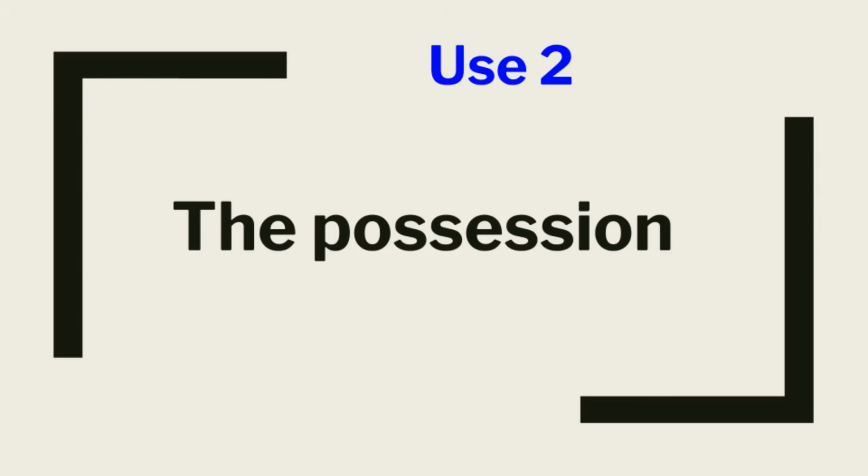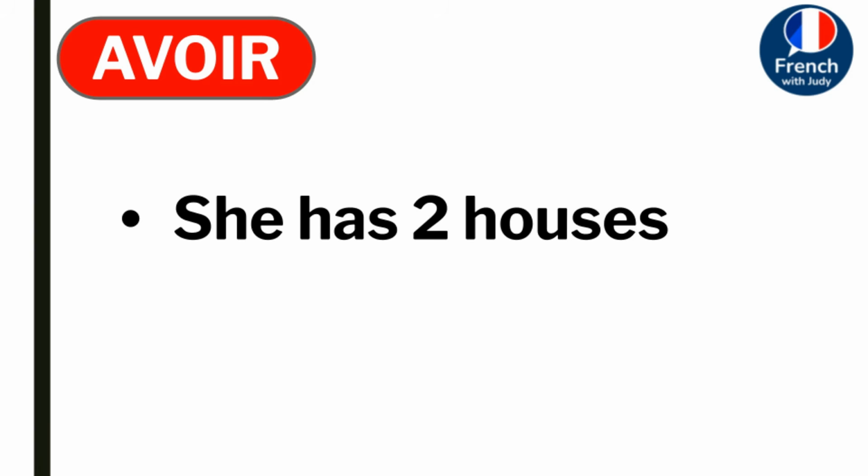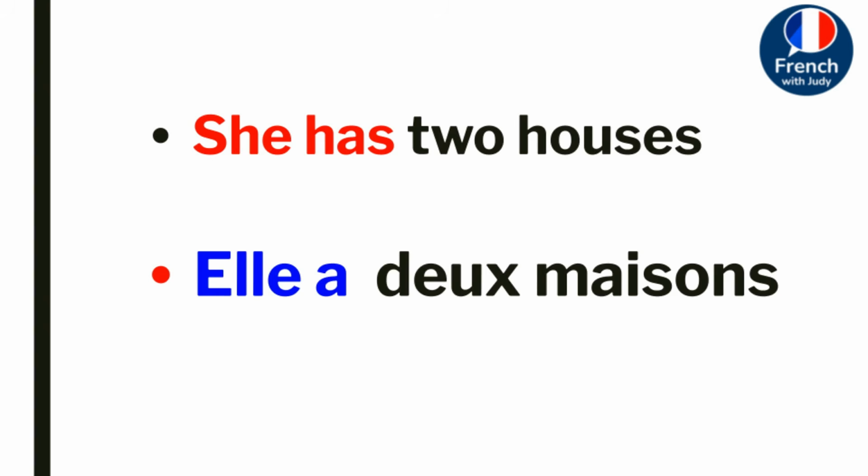The second use of the verb avoir is to show possession. For example, the house in French is La maison. She has 2 houses. Perfect. Elle a deux maisons.